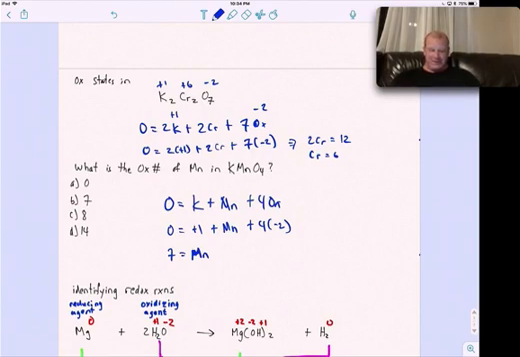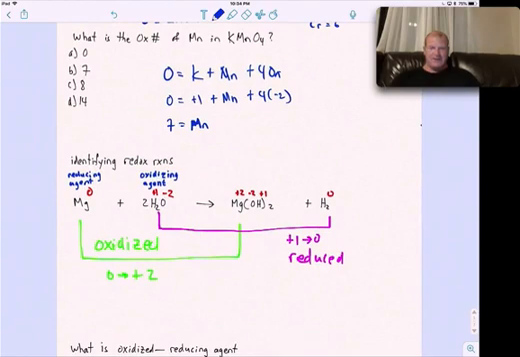Okay, so let's move on and talk about some redox reactions here. Magnesium plus 2 waters makes magnesium hydroxide and hydrogen gas. So what is being oxidized? Well, let's talk about the oxidation states. Magnesium is a native metal, a native element. It's got a state of 0. In water, hydrogen is +1, oxygen is -2. In magnesium hydroxide, magnesium is +2, oxygen is -2, hydrogen is +1. And hydrogen gas, a native element, is 0.